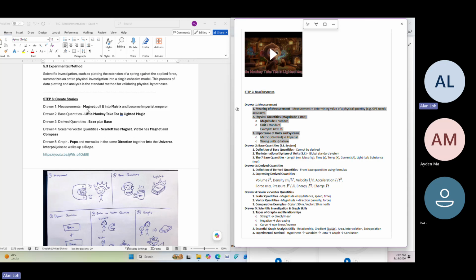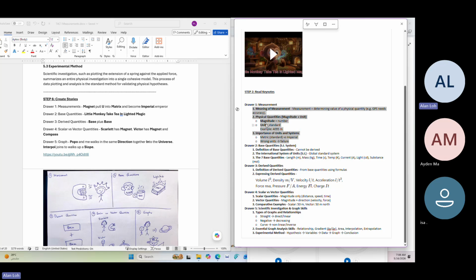So you have this first drawer, the story. Magnet pulls you into matrix and become imperial emperor. The story that I created doesn't make sense. It just needs to be silly. Silly enough for you to create some emotions, and that will help you in long-term memory. If you remember, I have already told you this formula: information plus emotion equals long-term memory. So this is what I'm doing.